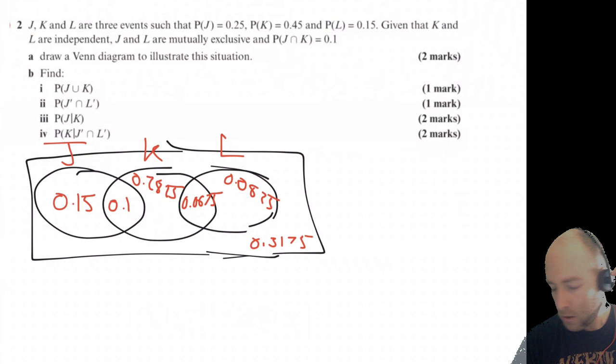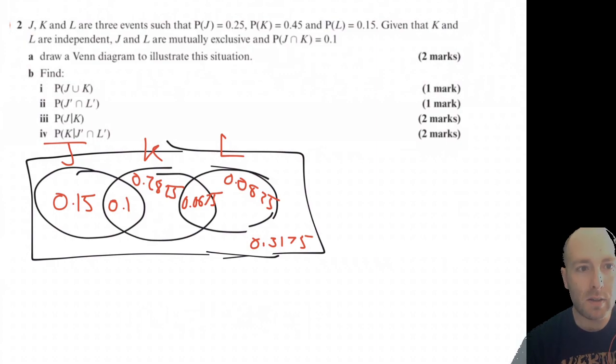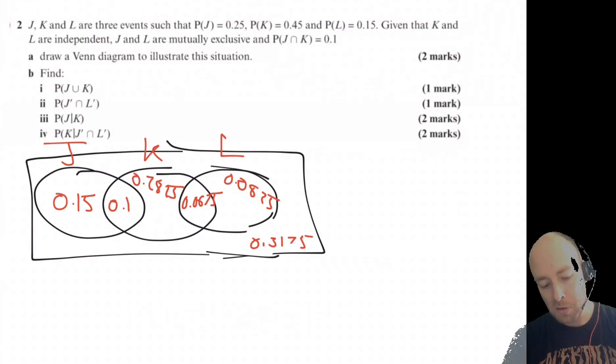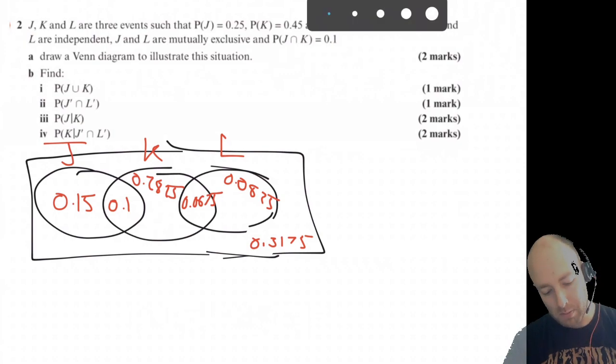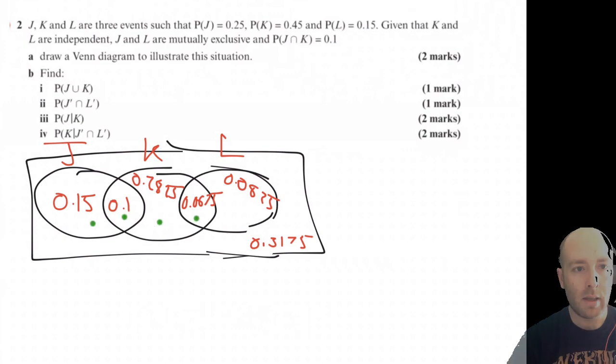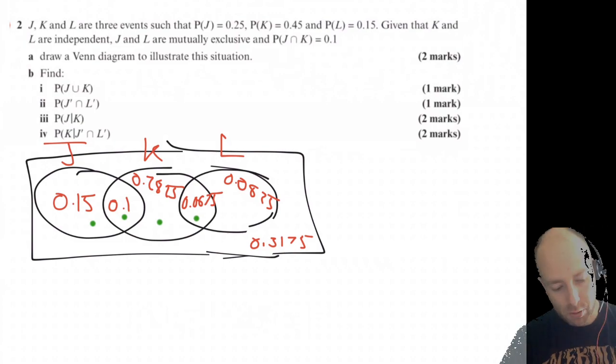So the first bit of the question is asking us for J or K. So we're going to add up all the regions that are J or K. So this bit, this bit, this bit, and this bit. Add those together, and you should get 0.6 for that one.